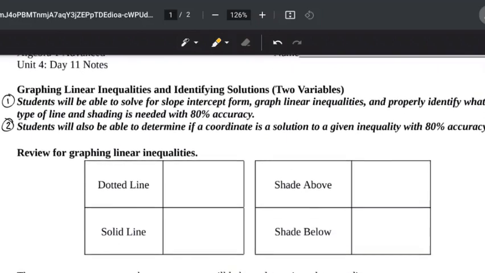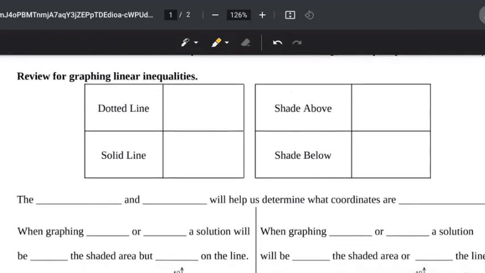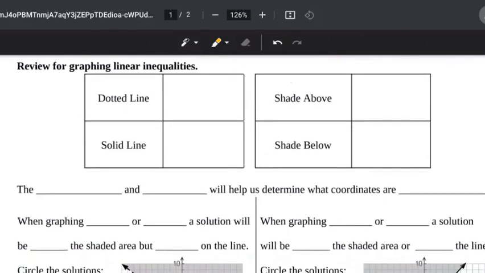Okay, so let's go ahead and do a quick review for graphing linear inequalities. If we are graphing linear inequalities and we see a less than or greater than symbol, we are going to be using a dotted line. If we see a less than or equal to or greater than or equal to, we're going to be using a solid line. If we are shading above, we are going to see greater than or equal to. And if we're going to shade below the line, less than or less than or equal to.